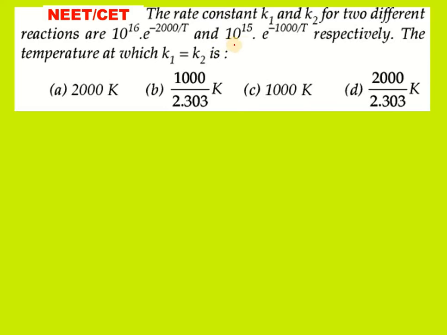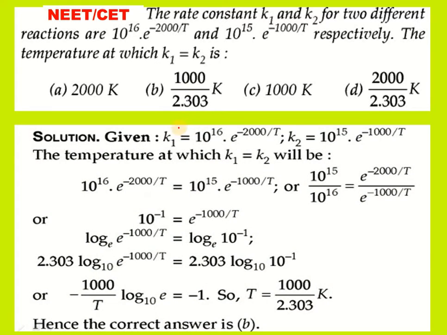Next question. The rate constants K1 and K2 for two different reactions are 10 power 16 into e power minus 2000 by T and 10 power 15 into e power minus 1000 by T respectively. The temperature at which K1 is equal to K2 is. So it is very clear from the Arrhenius expression. We can see the Arrhenius expression for both these equations, considering K1 for the first expression and K2 for the second expression. They are asking the temperature at which K1 and K2 will be equal.